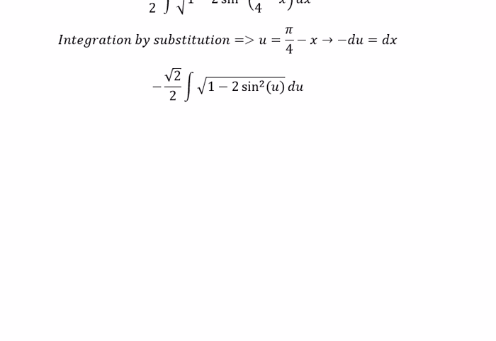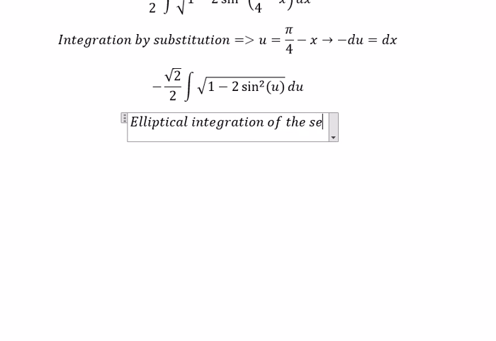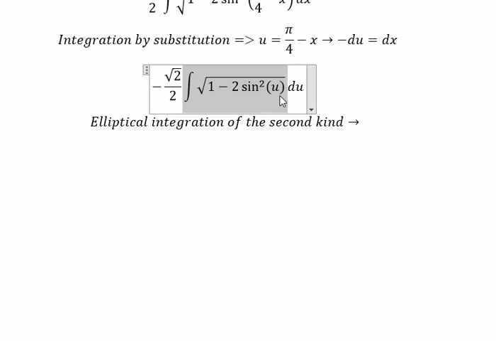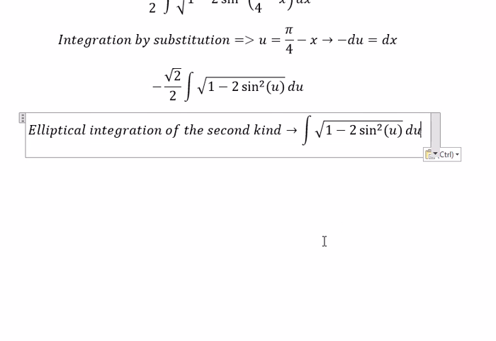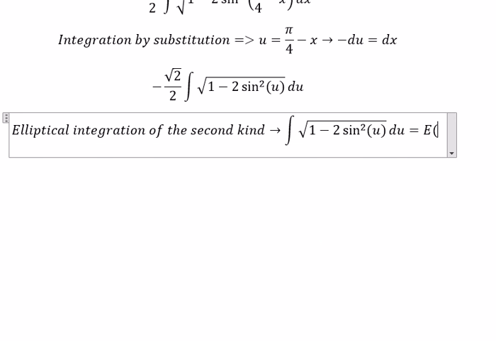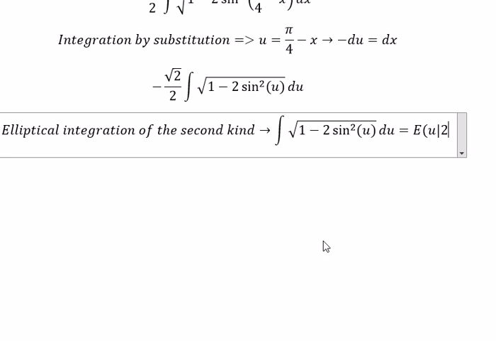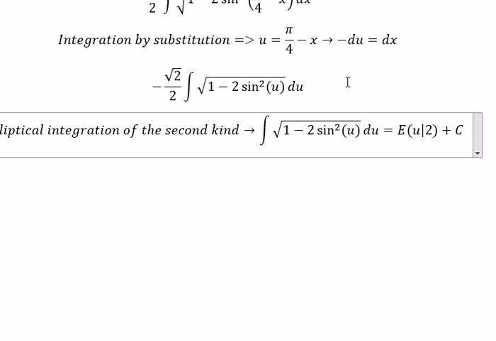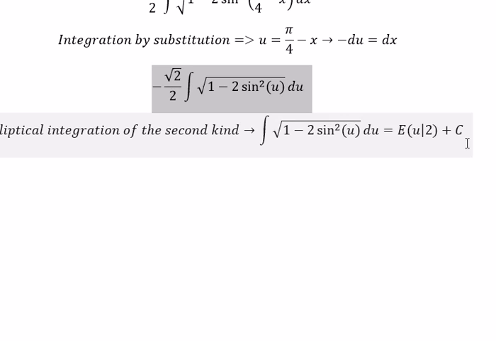And now we can apply elliptical integration of the second kind. So with this integral in here, we change to E(u) of number 2. And now we can get the final answer in here.